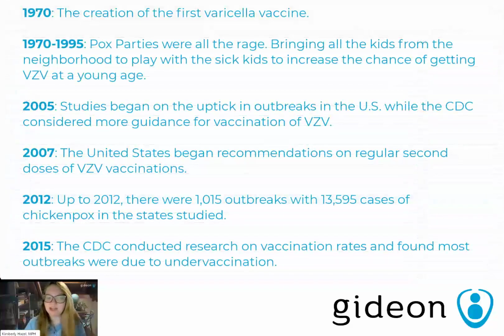By 2007, the CDC did decide that it was going to change its guidance. It did actually decide that they were going to recommend a second dose of the vaccination. So they wanted to go ahead and start getting people a chickenpox booster because they were noticing some waning immunity was contributing to these outbreaks that we were seeing. Up to 2012, there were over 1,000 outbreaks with over 13,000 cases of chickenpox that were studied within the United States by the CDC, which led them to confirm some of their assertions and ideas that chickenpox is something you should be getting boosters for and that you should definitely be vaccinating for.